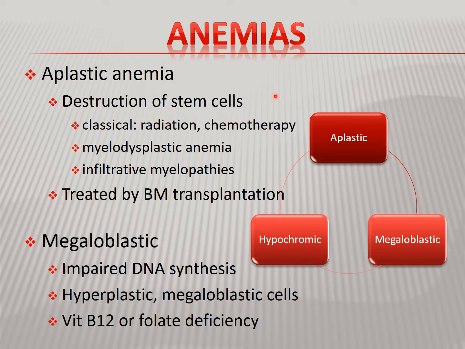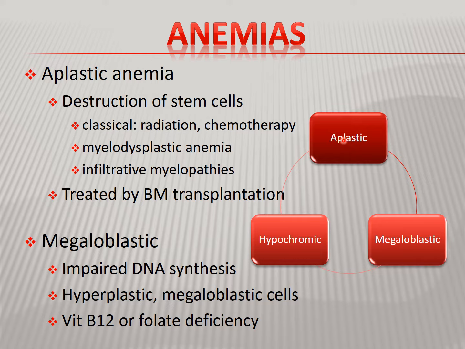So aplastic is if you destroy the stem cells, so there's lots of things that do that. Hypochromic is if you don't have enough color, is what that means. So you're missing hemoglobin, or you're missing iron, something like that. So you're not making the red portion of red blood cells. And then megaloblastic is when you have vitamin B12 or folate deficiency, and so your DNA is messed up. So here, stem cells bad, here iron or hemoglobin bad, here DNA manufacturing bad.